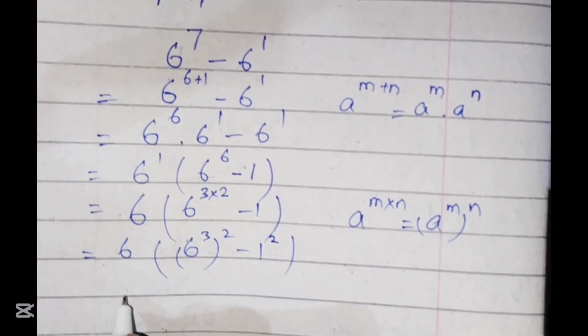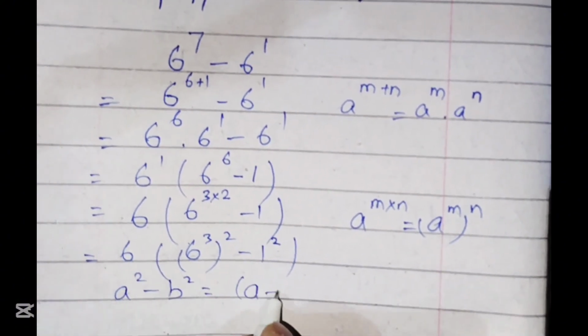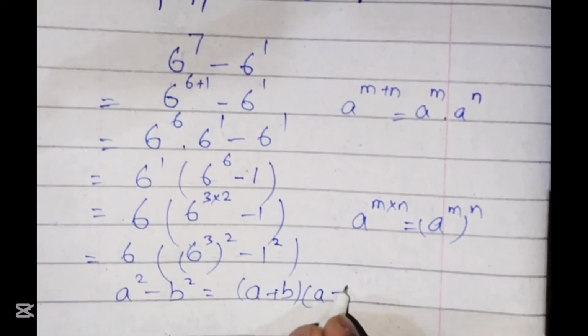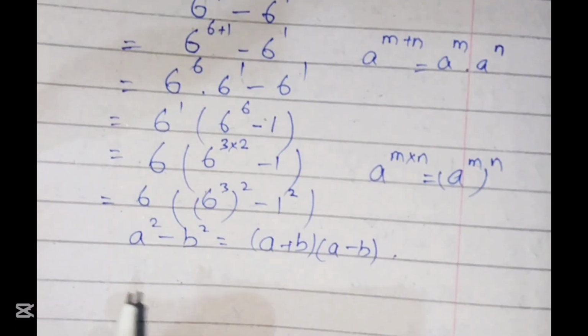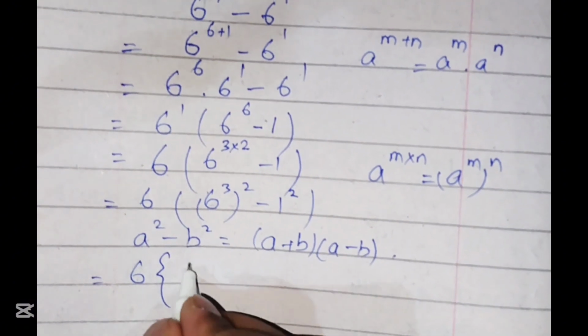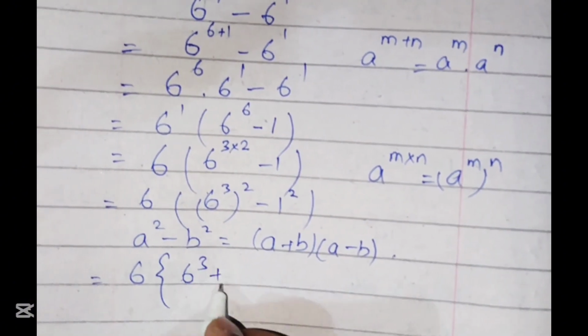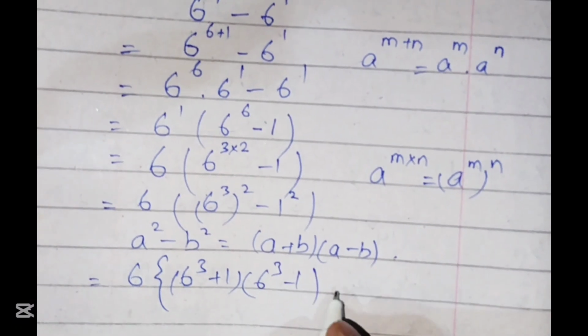Here we will use the identity a square minus b square equals a plus b times a minus b. Now it will be 6 times 6 cube plus 1 times 6 cube minus 1.